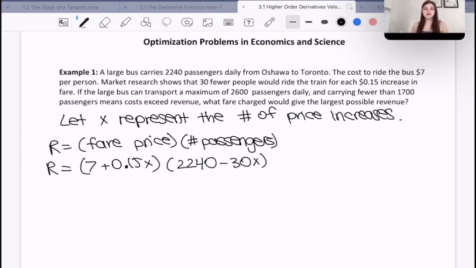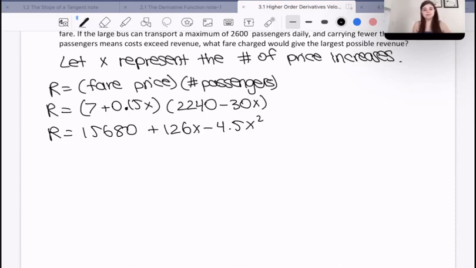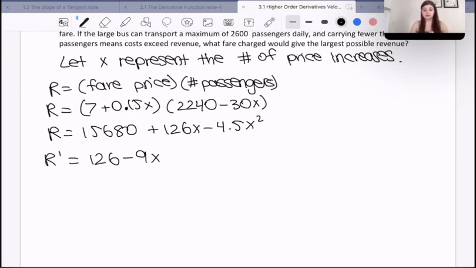Okay, so now what we need to do is optimize the revenue. We want to find out what price should be charged for the maximum revenue. The next step I'm going to take is to multiply through and say that revenue is equal to 15,680 plus 126x minus 4.5x squared, by expanding using the FOIL method. And then I'm going to take the derivative. So the derivative is equal to 126 minus 9x, right? So that's our derivative.